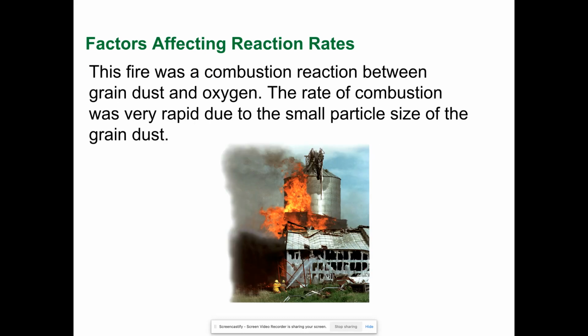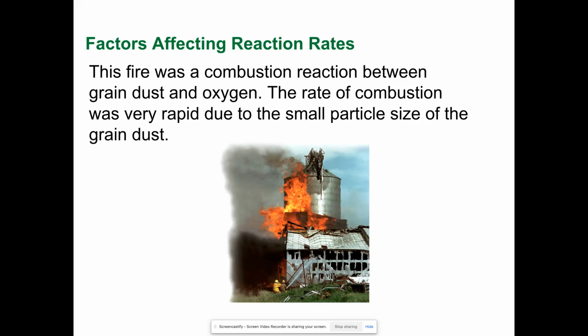This fire was a combustion reaction between grain dust and oxygen. The rate of combustion was very rapid due to the small particle size of grain dust. One of the worst things is sawdust. There's a really cool thing that you could do with creamer. Non-dairy creamer, like Coffee Mate or whatever, it blows up. It's because it's such a fine powder. You have more surface area because you have smaller particles. There's more of the reactant that comes into contact with the oxygen.